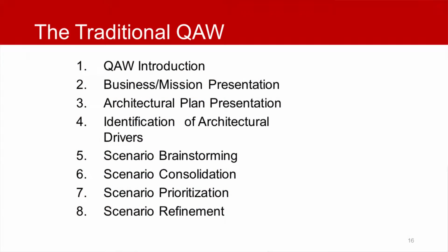Traditional QAW is an 8-step process where you go through all these things, starting with reviewing your business goals and your mission. Usually you present the architecture and the plan. And then the bulk of the workshop is spent brainstorming and refining those scenarios. QAW is awesome, and that's why we used it as the basis for the Mini-QAW.